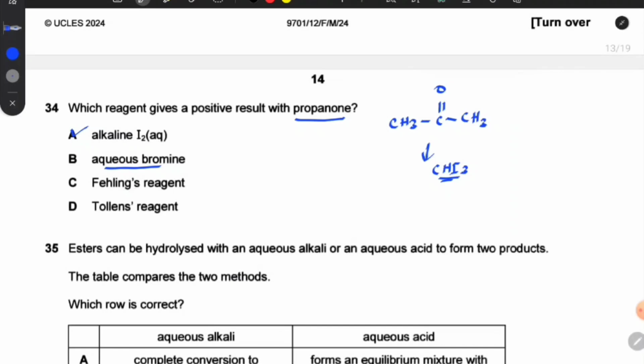Fehling's reagent is a mild oxidizing agent, and it can only oxidize aldehyde, and it will give you a reddish brown precipitate. And then Tollens' reagent, which is also called the silver mirror test, is also a weak or mild oxidizing agent. It cannot oxidize ketone, but it can oxidize aldehyde. So these all cannot give a positive test with ketone.